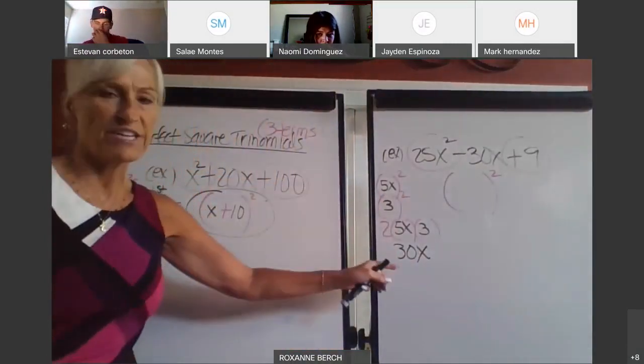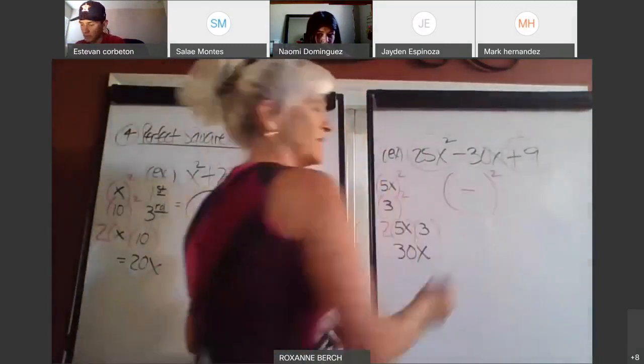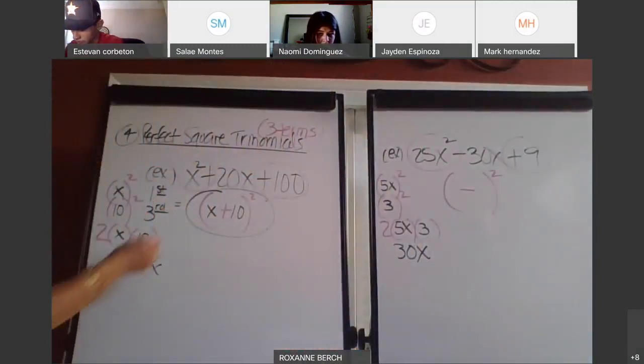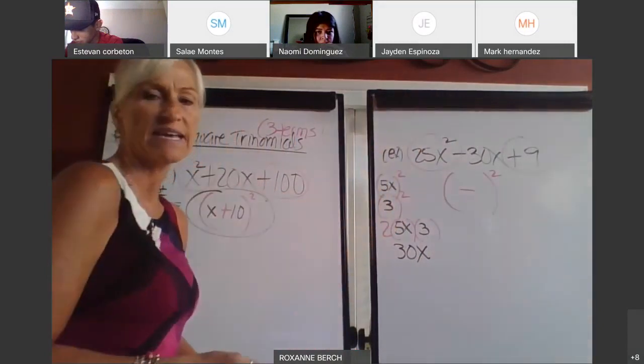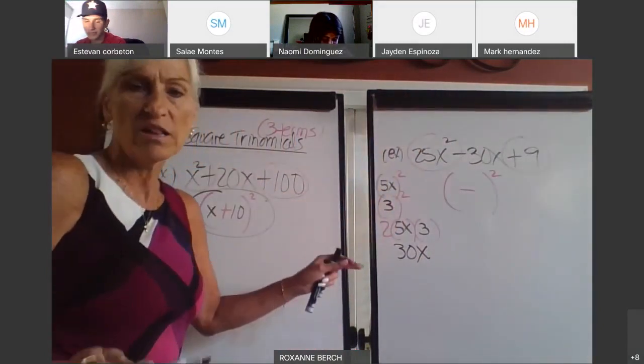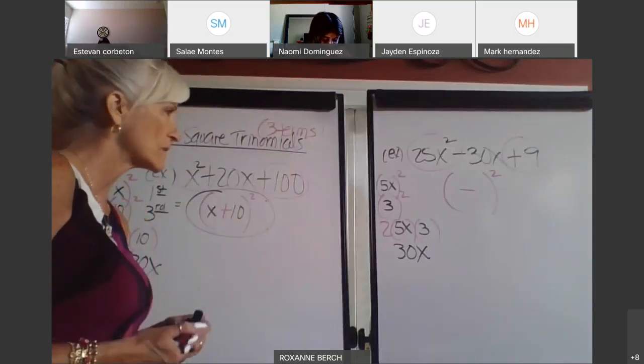But look, doesn't it just vary by a negative? So it'd be the square of a difference. If it matches the middle term perfectly, it's the square of a sum. If it differs by a negative, it's the square of a difference. That's it. If it doesn't look like it at all, then it's not a perfect square trinomial and you try to do another method.